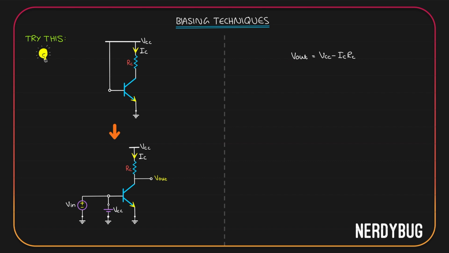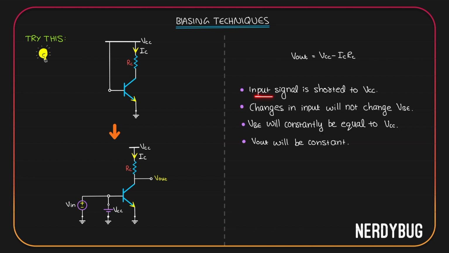It is not going to be an amplified version of whatever input signal you are giving. Instead, you will get a constant value. Let us write this down. Input signal is shorted to VCC. So the changes in the input will not affect VBE. VBE is going to be constantly at VCC, which means V output is going to be a constant value. So obviously, this is not going to work.